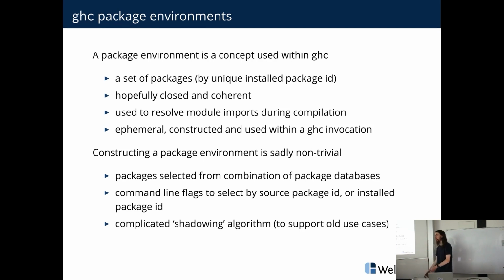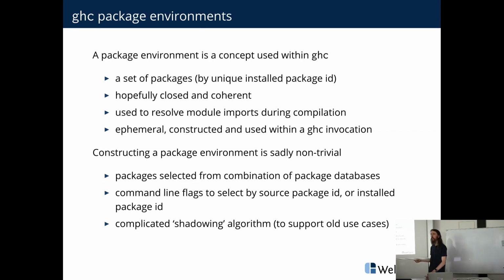Closed: it's dependencies all the way down, and no dangling dependencies, so that you can actually compile and link things. And coherent, I don't have a precise definition for that, but something where you're probably not going to get type errors that you didn't expect. That usually means that you don't have multiple versions of the same package within a single environment. And this is used by GHC at compile time to resolve module imports, and look everything up during compilation, so that it knows which packages are actually available in the context of building some piece of code. And it's an ephemeral thing that exists within GHC while it's compiling.